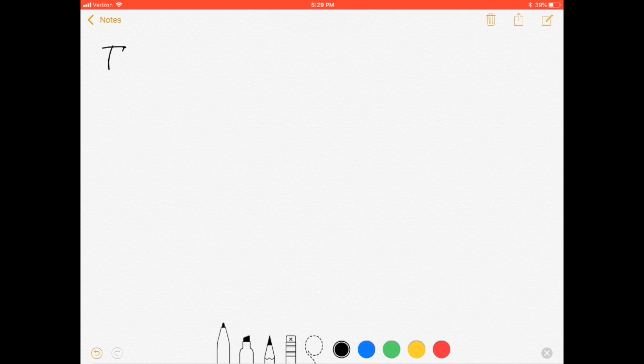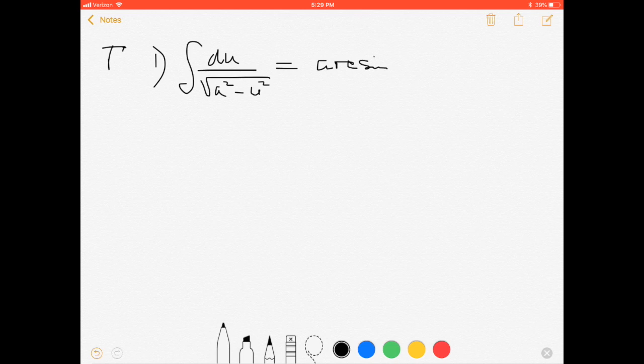Okay, we have this theorem to tell us: first, the integral of du over the square root of a squared minus u squared, where a is a constant, equals arcsine of u over a plus c.